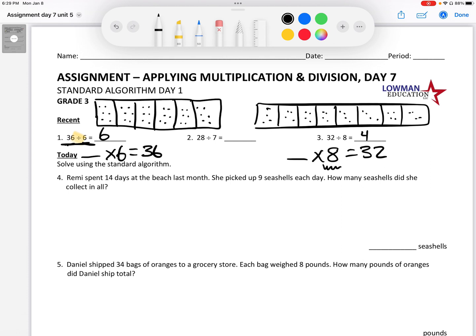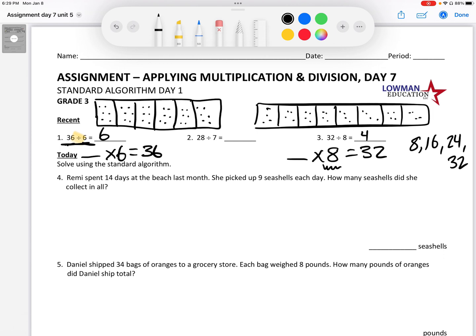and we can skip count that. 8, 16, 24, 32. 8 four times gives me a total of 32. And so my answer is 4.